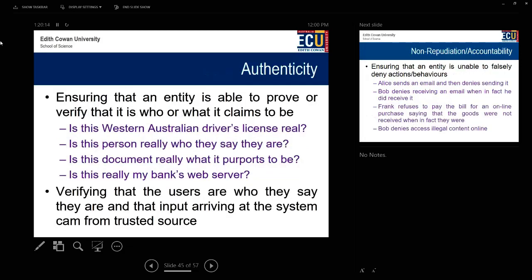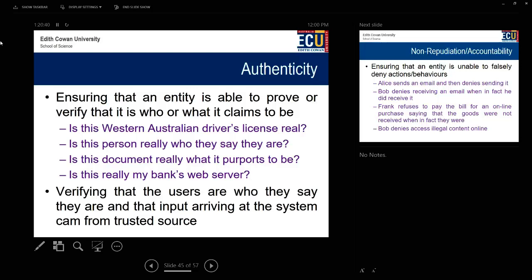We can define authenticity as ensuring that an entity is able to prove or verify that it is who or what it claims to be. It is verifying that the users are who they say they are, and that input arriving at the system came from a trusted source. Sorry for this spelling mistake, I'll make a correction.